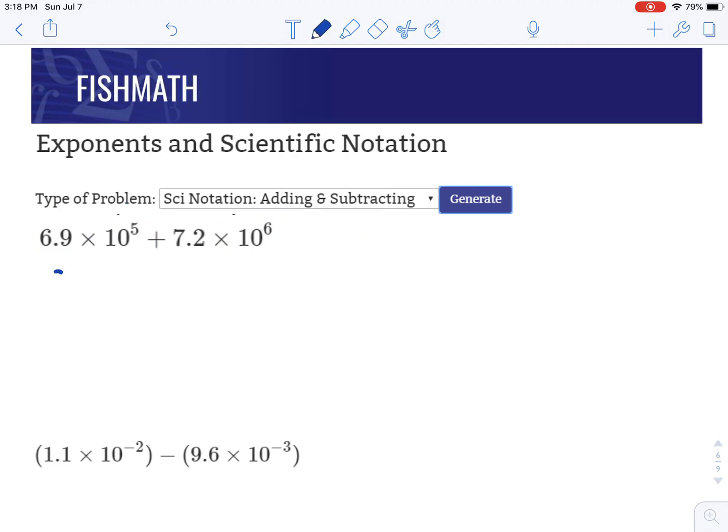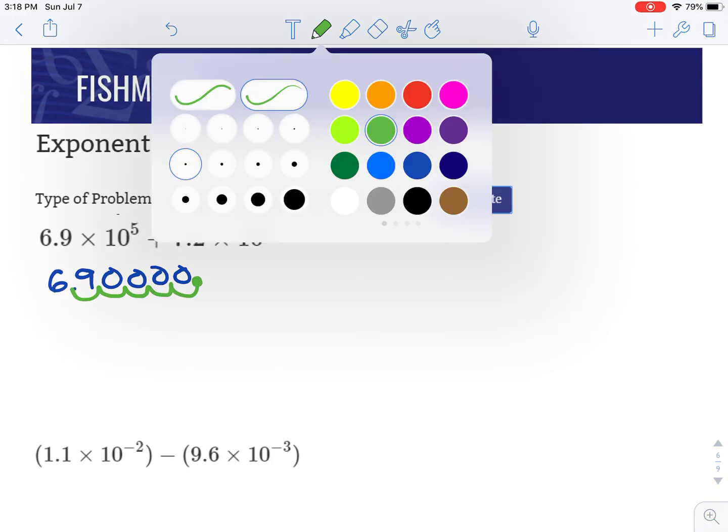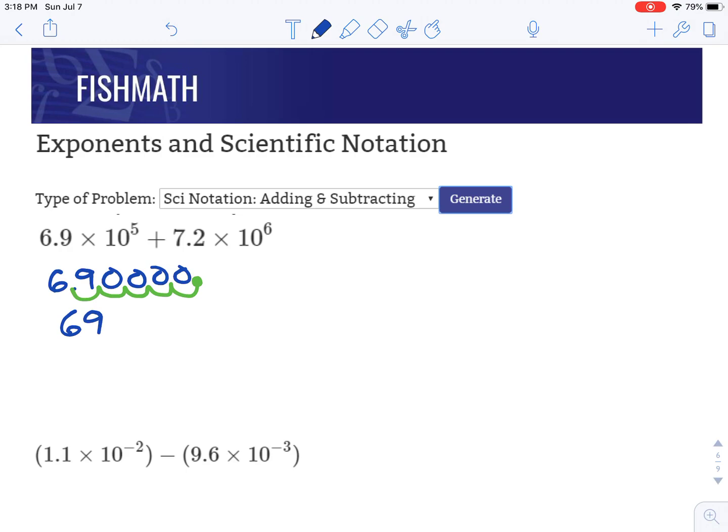So 6.9 times 10 to the fifth, if I take this decimal and move it to the right 5 times. I want to make this number bigger because it's got a positive power of 10. So 1, 2, 3, 4, 5. This would be 690,000 for the first one.